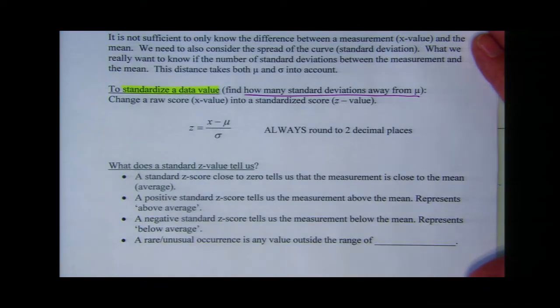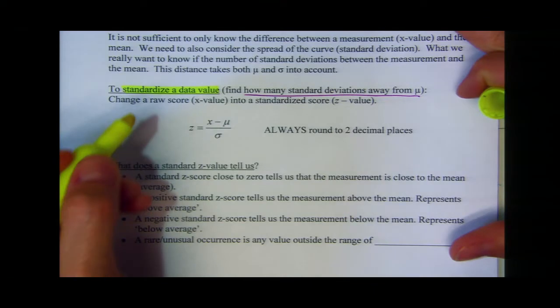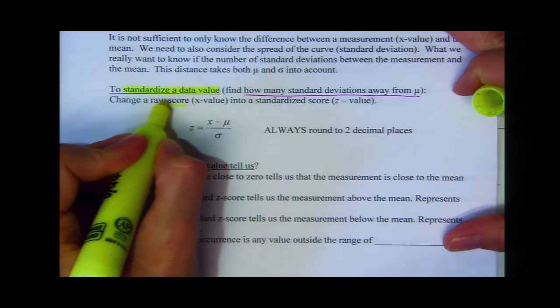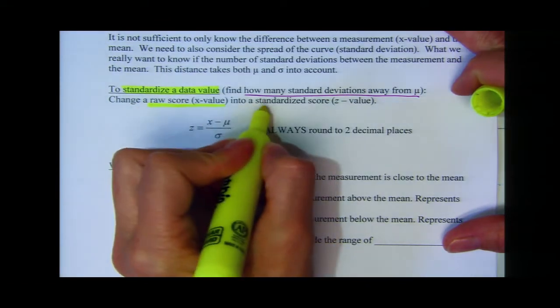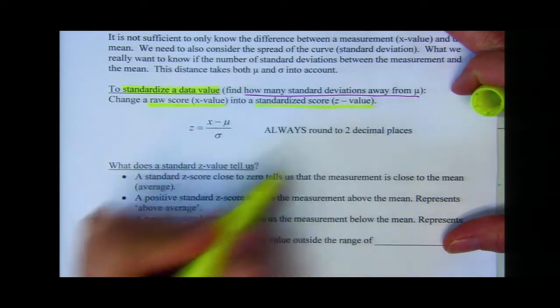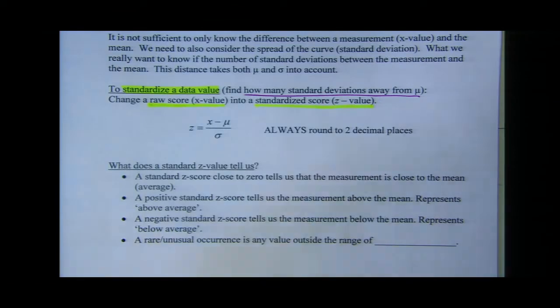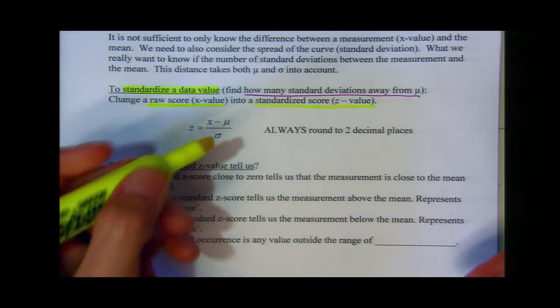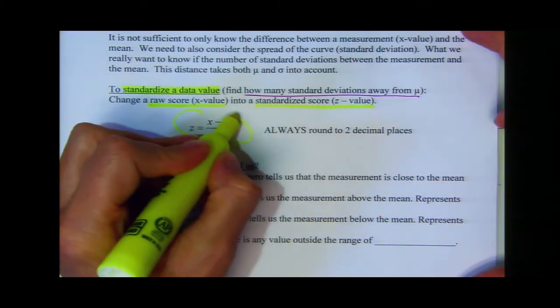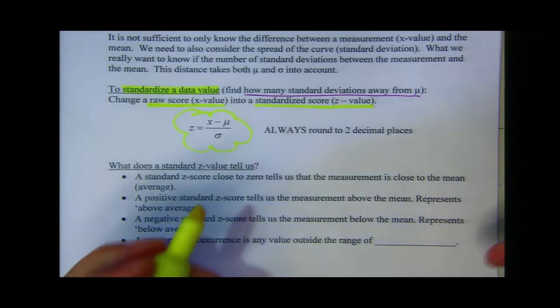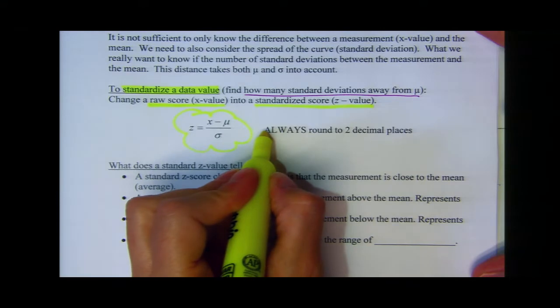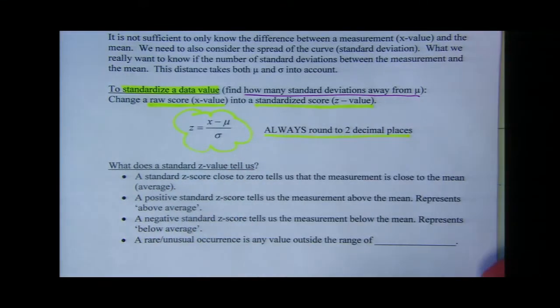So what we're going to be doing, and this is some terminology you need to be familiar with, is we're going to take a raw score. A raw score is also known as an x value, and we're going to standardize it, and that standardized value is known as a z value. So here's the formula that we're going to use. What we're doing here is taking a raw, or x, value and converting it into a z, or standardized, value. Now, when we do this calculation, always round to 2 decimal places.